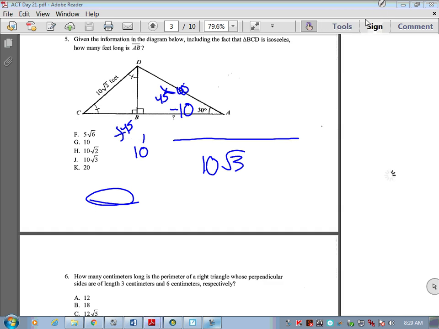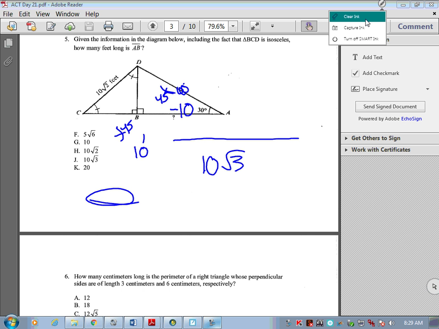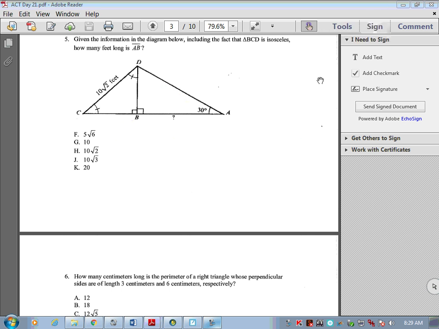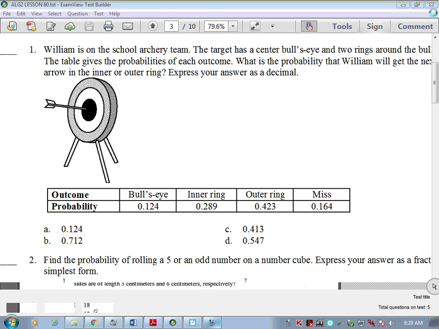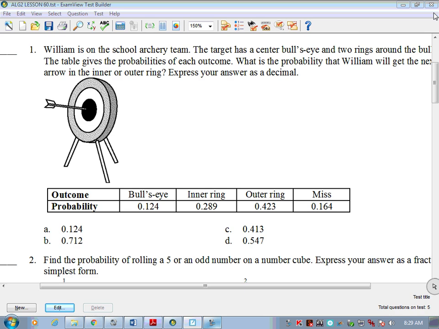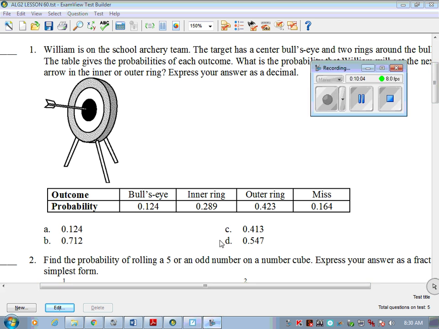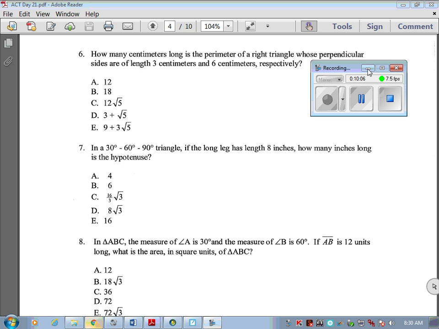Come on. I don't know what I did there, but I don't want it. Go away. I don't know what to do with you. All right. Clear ink. And there we go. Okay. This is where we hit pause and try to get it all back again. And we're back.